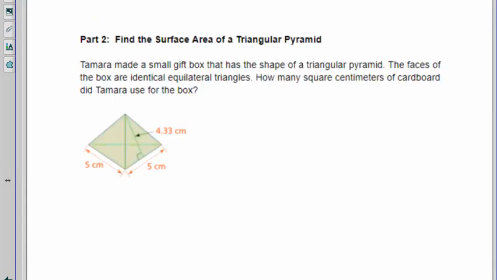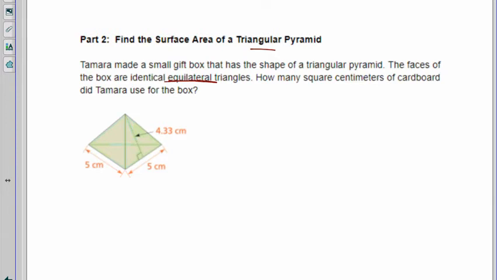All right, we could also have a triangular pyramid. Remember, pyramids have lateral faces that are triangles. They're named by their base. Since this is a triangular pyramid, this base must be a triangle. And look at the picture. It is. Now, as I read the problem, it said Tamara made a small gift box that's the shape of a triangular pyramid. How cool. The faces of the box are identical equilateral triangles. Equilateral, equal sides. All right, and then how many square centimeters of cardboard did she use?